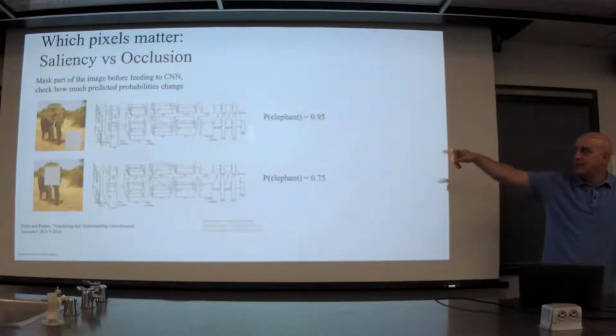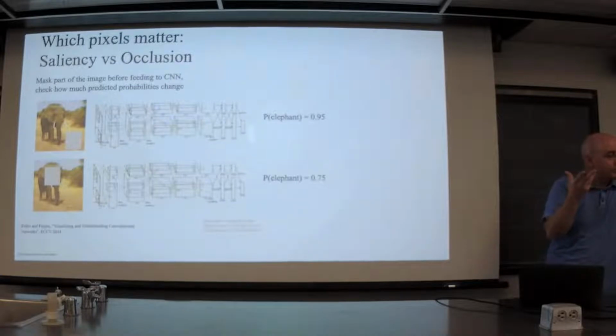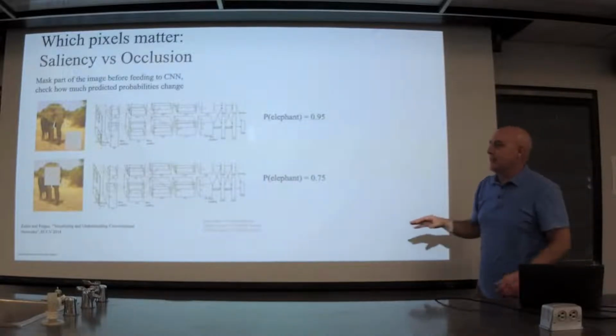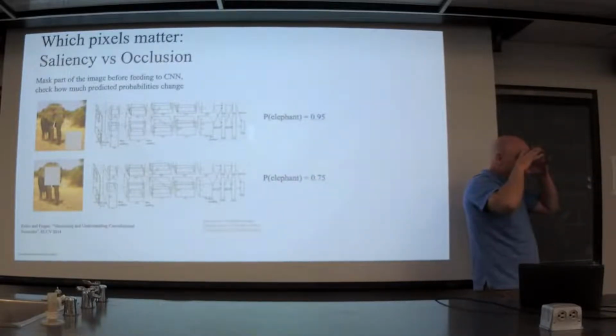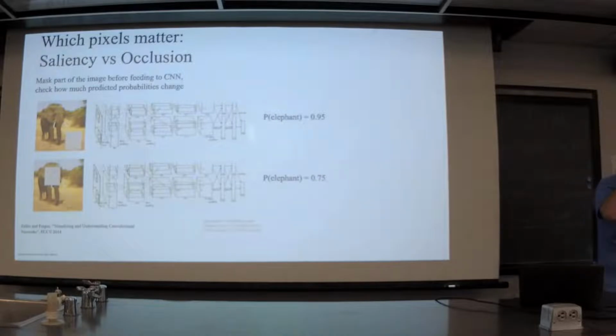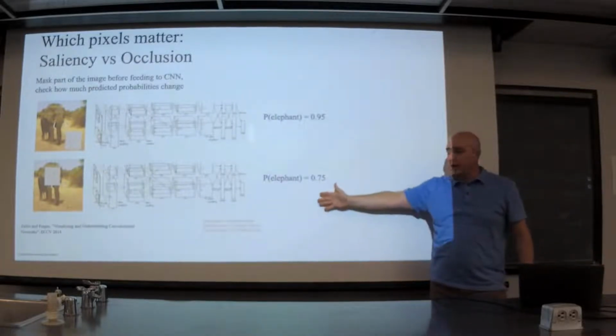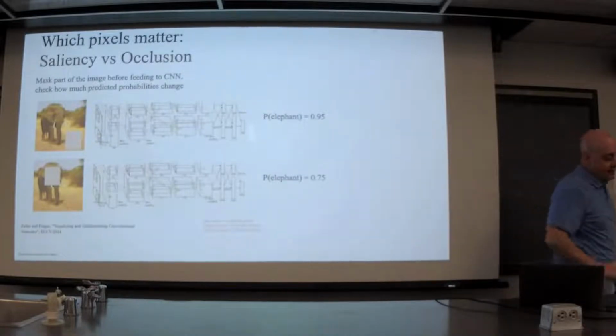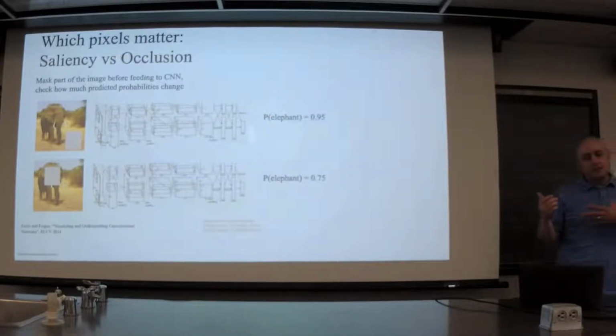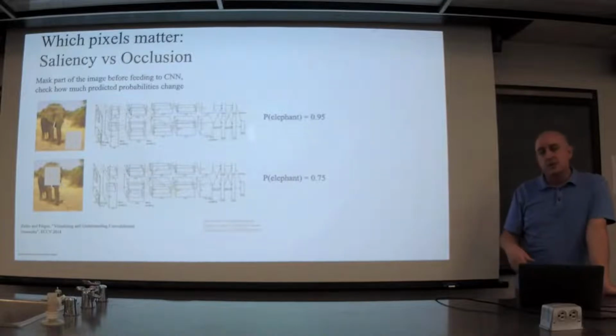So what it means is that those pixels don't really contribute a whole lot to understanding this as an elephant. But now if you zero out the pixels around the head of the elephant, all of a sudden that likelihood drops a whole lot, down to something like 0.75. And so you can start to reason through this and say, oh, those pixels are actually quite important for classifying this image correctly.